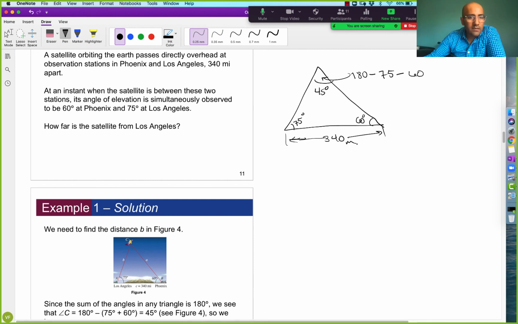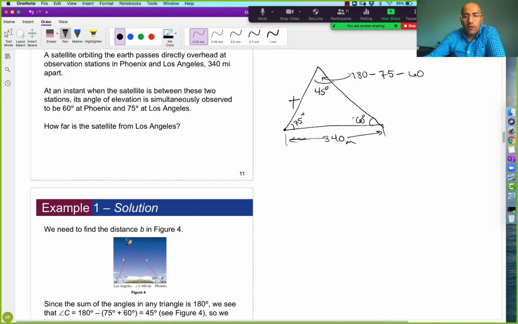And they're asking, what's the question? A satellite at the instant. How far is the satellite from Los Angeles? Right, so this is the one that they want to know. How far is the satellite away from Los Angeles at this instant?